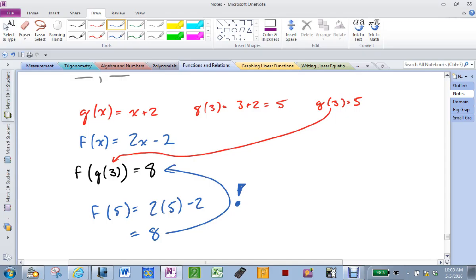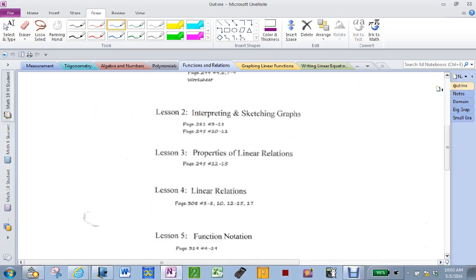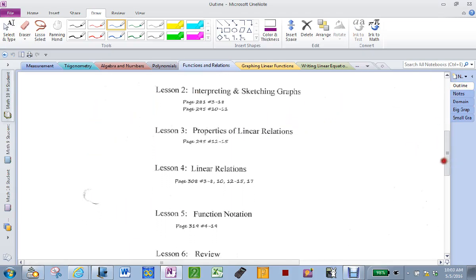Everybody good with function notation? Okay. There's your work, 319. Please make sure you have another look at 308 if you're dodgy.